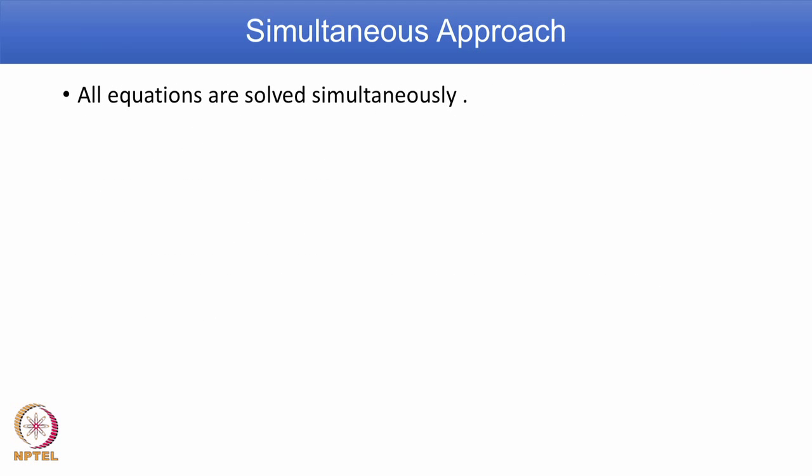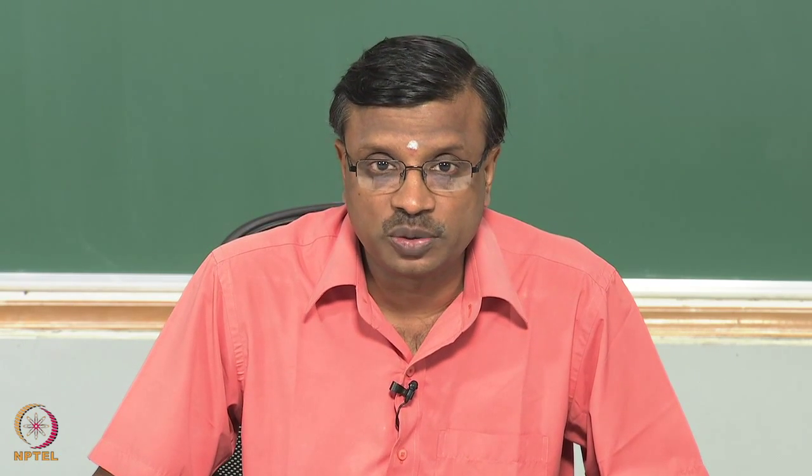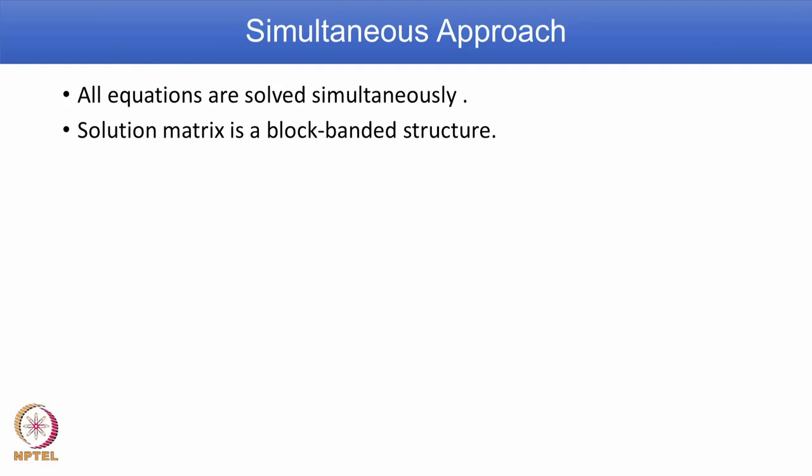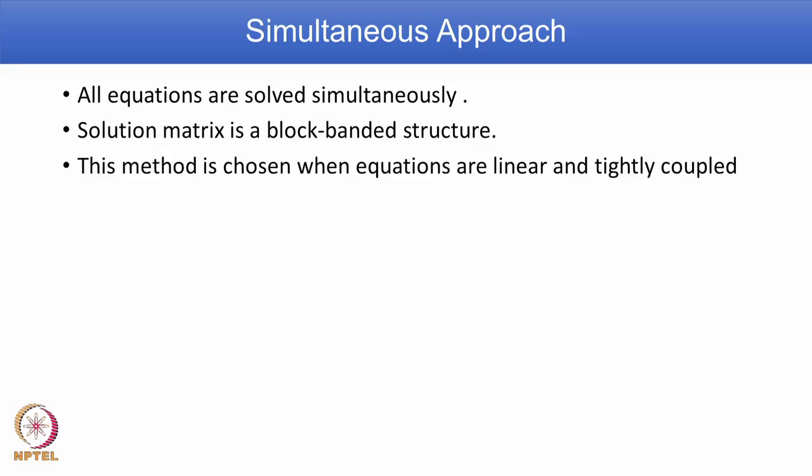In the case of the simultaneous approach, all the transport equations are solved simultaneously. For example, you have a forced convection problem, where you have the Navier-Stokes equation and an energy equation. Both are handled simultaneously. The solution of one immediately affects the solution of the other, and the solution matrix obtained for such a simultaneous approach is of block banded structure. This method is chosen where equations are linear and very tightly coupled. I gave the example of a forced convection heat transfer problem.